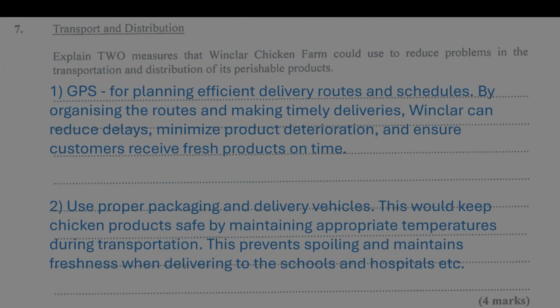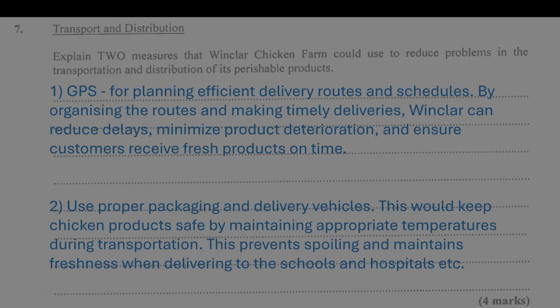So the first measure is GPS, for planning efficient delivery routes and schedules. By organizing the routes and making timely deliveries, Winkler can reduce delays, minimize product deterioration, and ensure customers receive fresh products on time. So by using a GPS system, this would allow the company to better plan out their delivery routes and ensure that the perishable products don't have to remain in the truck or the delivery vehicle for too long.